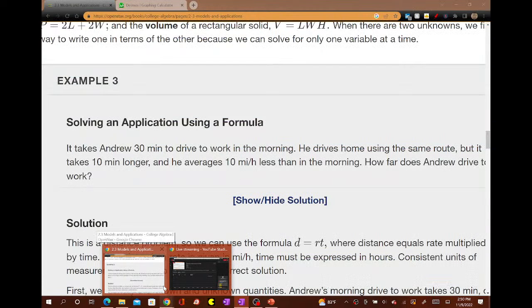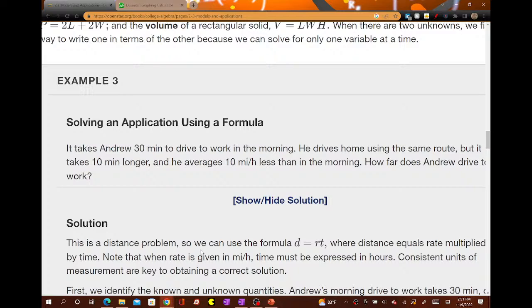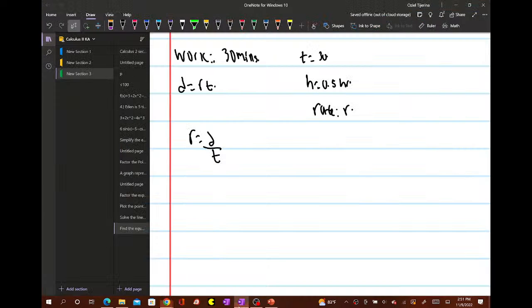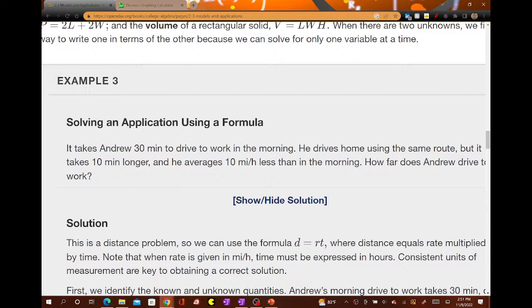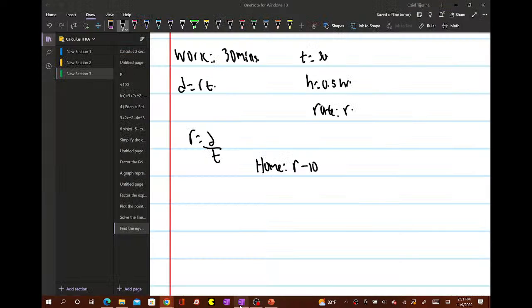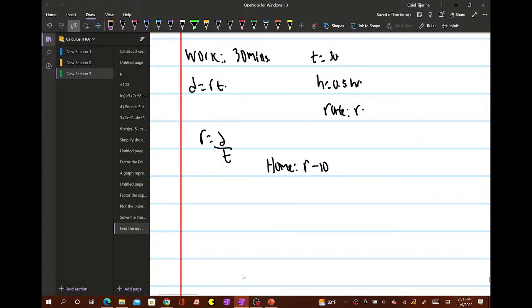It takes him 10 minutes longer. And he averages 10 miles per hour less than in the morning. So really, the rate is 10 miles per hour less at home. So at home, R, it would be R minus 10 for the rate, right? And then it takes him 10 minutes longer on top of that. So really, it would take him like 40 minutes.